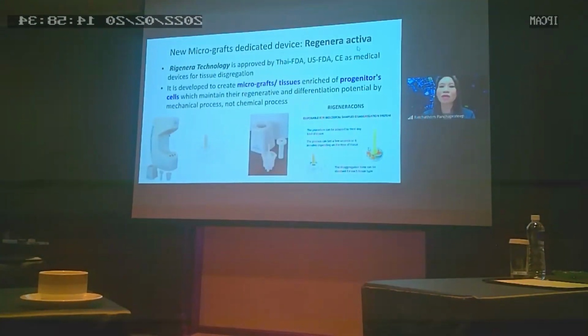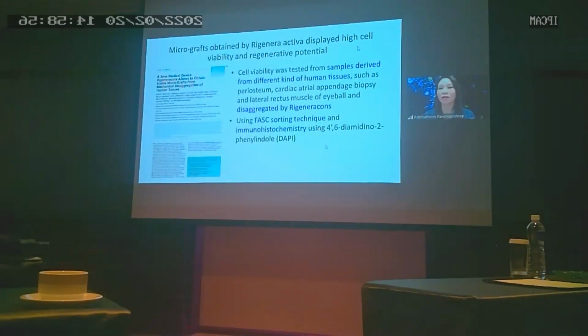Today, everyone knows about regenerative activity. I think it is a good product that has been approved by the FDA, and also by CE for tissue dissection. It can be developed into what we call micrografts or micro tissue that contain a lot of progenitor cells. The last speaker talked to you about progenitor cells. This is the first study, from the company, that shows the regenerative extract contains a lot of progenitor cells.